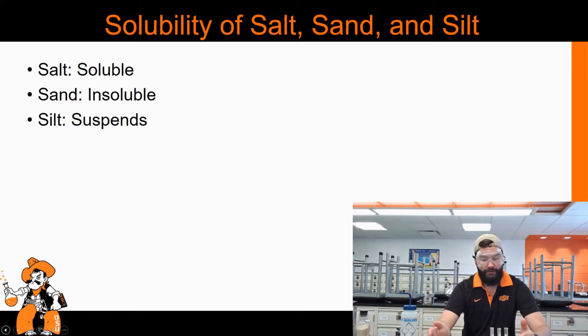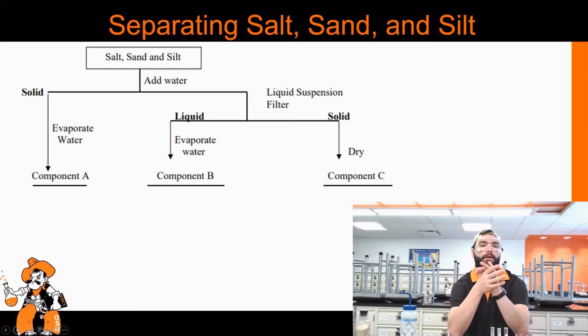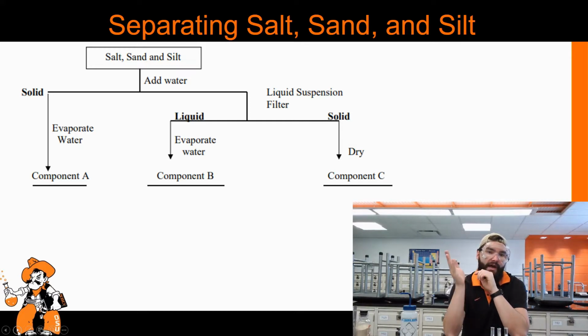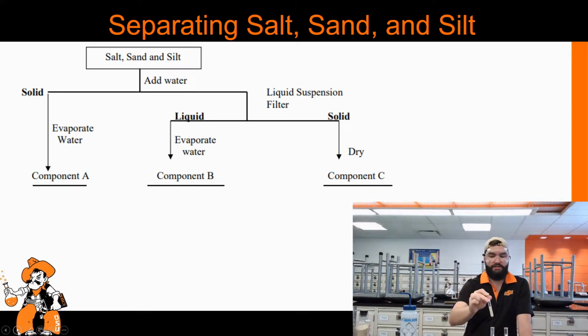So now what we need to do is devise a flow chart that allows us to separate a mixture of these 3. Okay? Well, we know that the salt dissolves completely. We know that the silt gets suspended and the sand settles out pretty quickly. If we start making our flow chart, we add water to it. In the solid side, that's going to be the one that settles out instantly. So that's going to be our sand. In the liquid suspension side, we have salt water and silt.